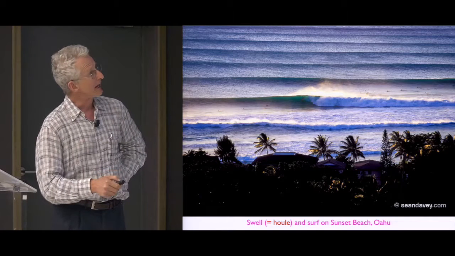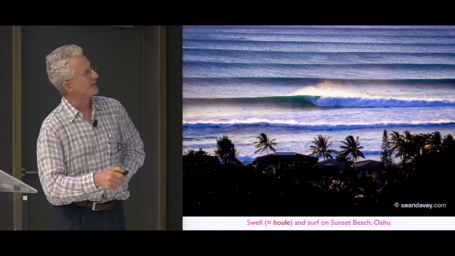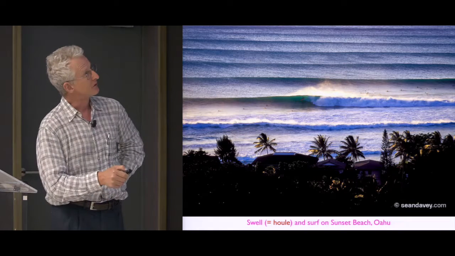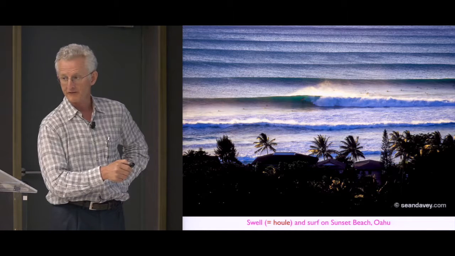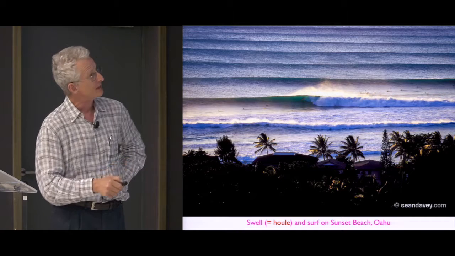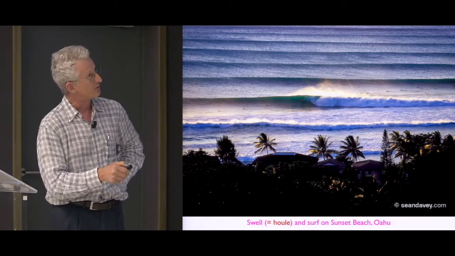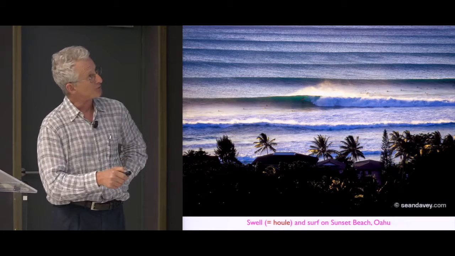So swell is the precursor or the ancestor of surf. These are waves which were generated in the open ocean many thousands of kilometers away from Hawaii, and they've been traveling for perhaps days or weeks before they finally reach the north shore of Hawaii. And then as they propagate into shallow water, they're transformed into surf.